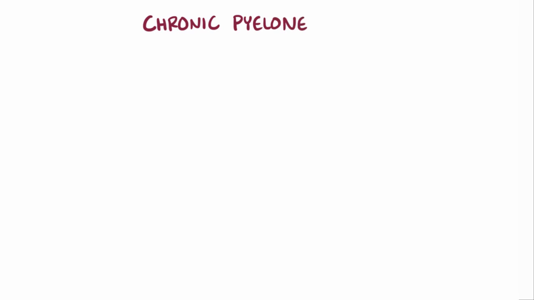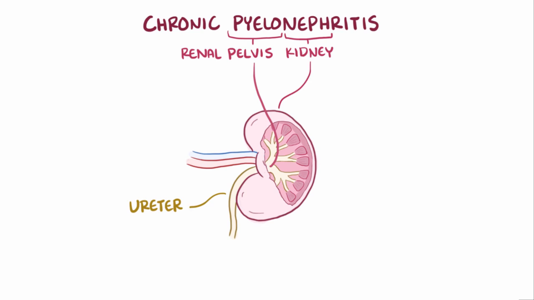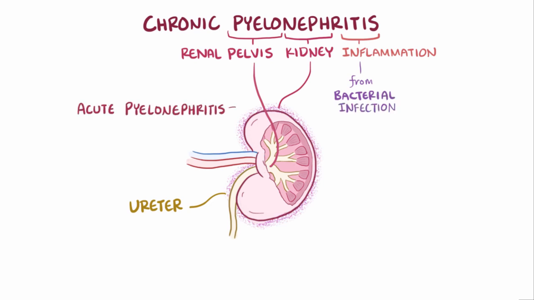With chronic pyelonephritis, pyelo means pelvis, and neph refers to the kidney. So in this case, it's the renal pelvis, which is the funnel-like structure of the kidney that drains urine into the ureter. And itis means inflammation. This inflammation is usually caused by bacterial infection of the kidney, which is called acute pyelonephritis.